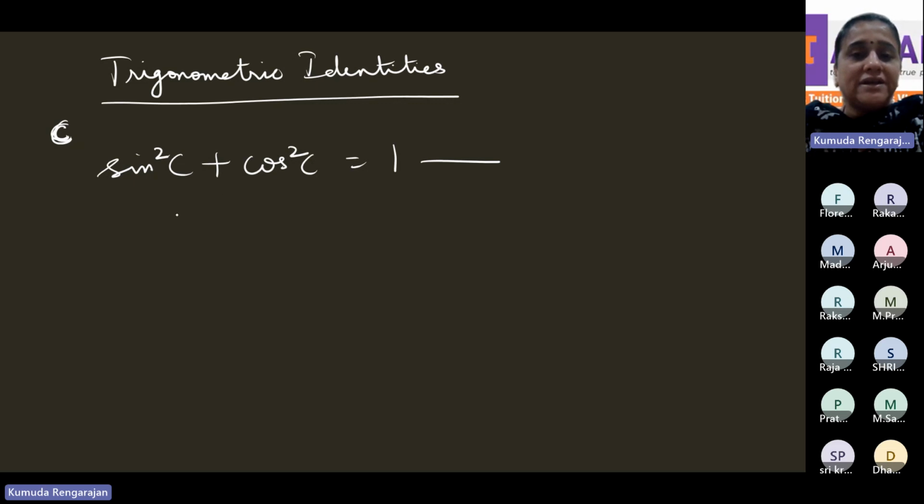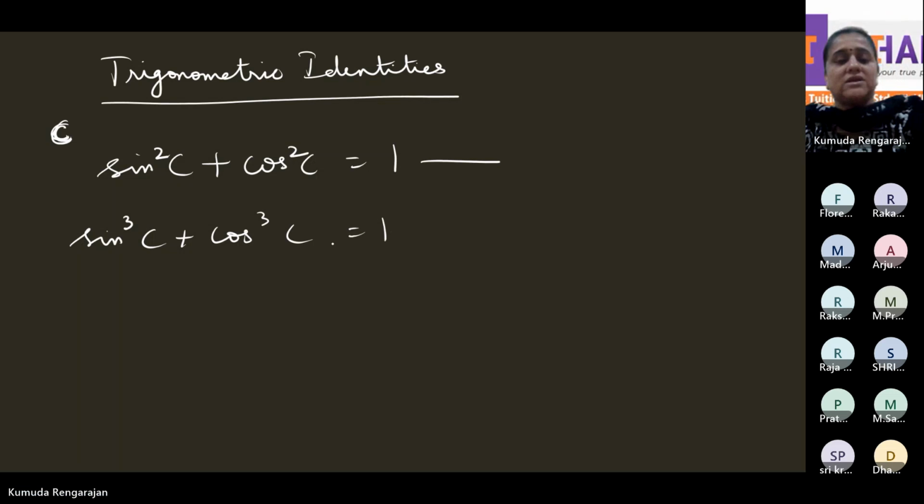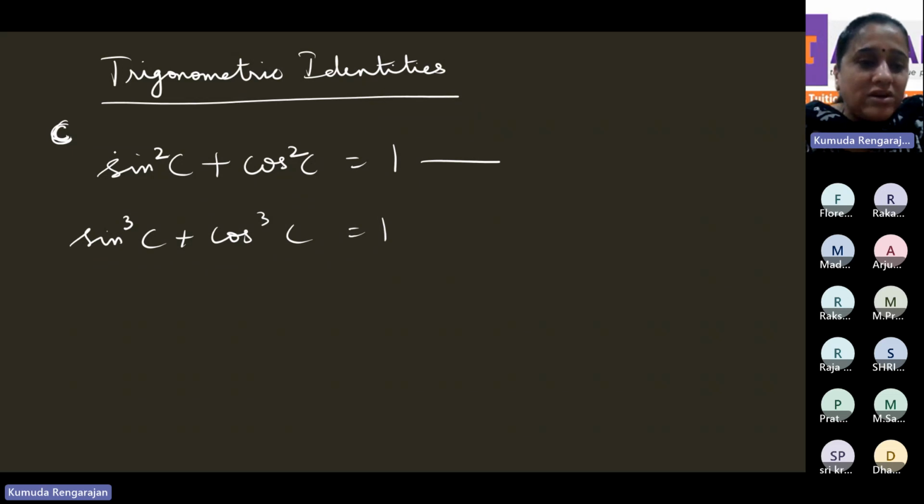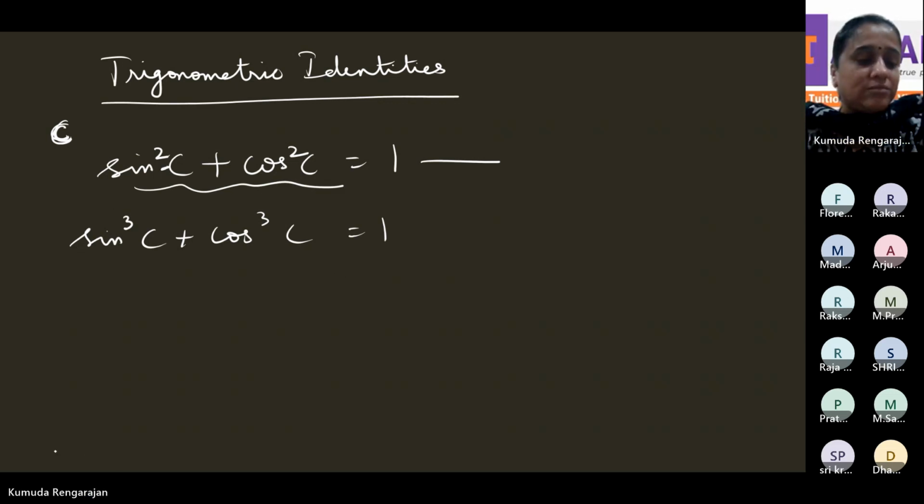This identity cannot be manipulated. You cannot say sine square C plus cos square C is 1, that means sine cubed C plus cos cubed C is also 1. No, it cannot be manipulated like this. Sine square C plus cos square C is 1, that's all. If the power is different, you can use the same pattern and construct your own identity.